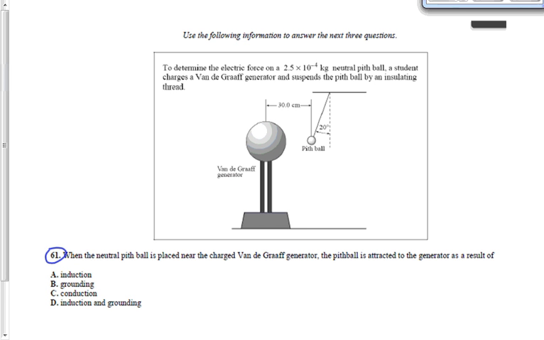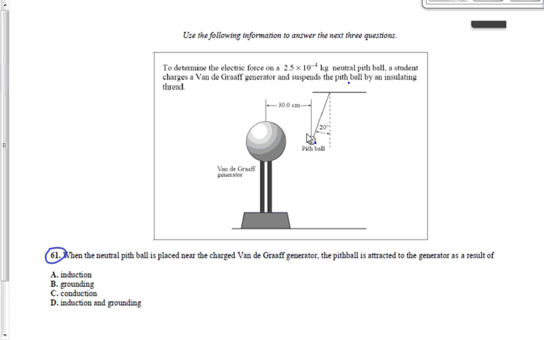All right, let's take a peek at this now that most of you have responded. We've got an electric force on a neutral pith ball. Obviously, there's the electric force that's caused by the Van de Graaff generator pulling the neutral pith ball towards it. A student charges the Van de Graaff generator and suspends the pith ball by an insulating thread. So there's no conductivity between the pith ball and whatever this is, the ceiling, the roof, whatever it is.